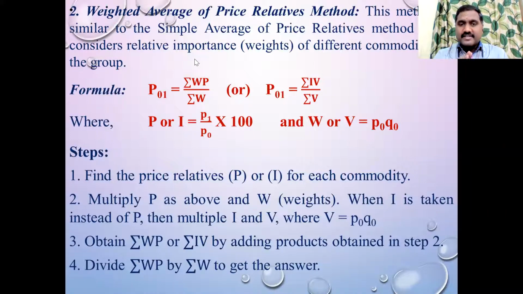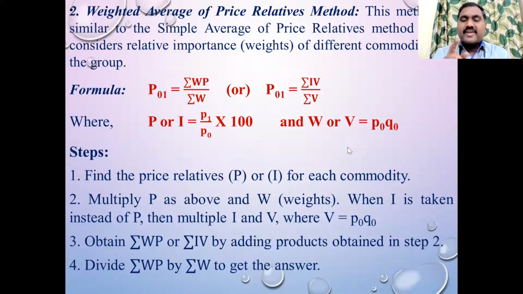This is what we discussed in the previous week. And then the second method under the weighted index method is the weighted average of price relative method. This is a method we started last week, and we started working on one problem. So I'll recap this session also.